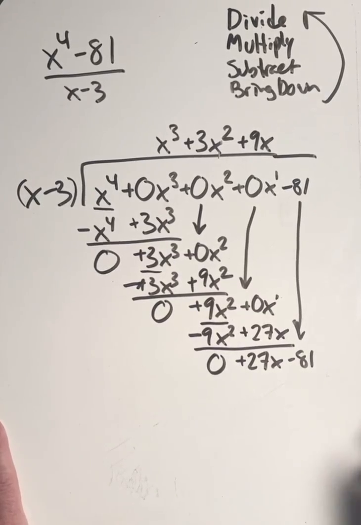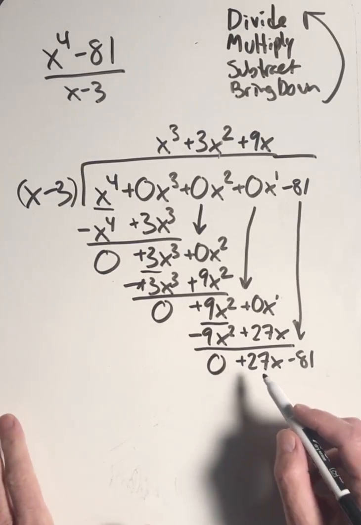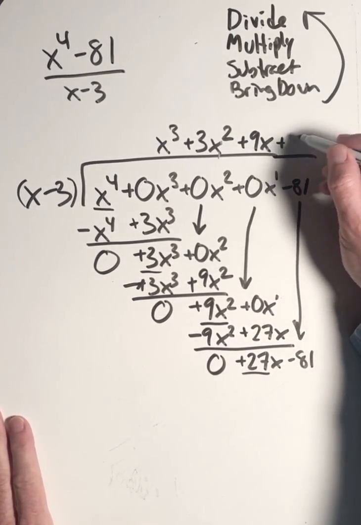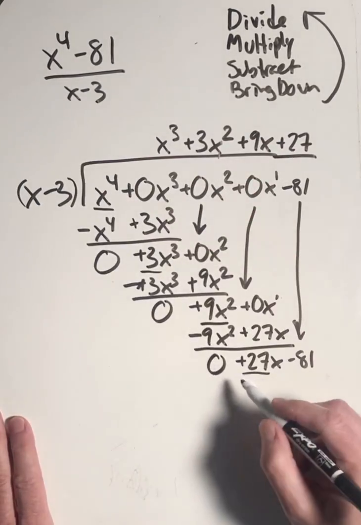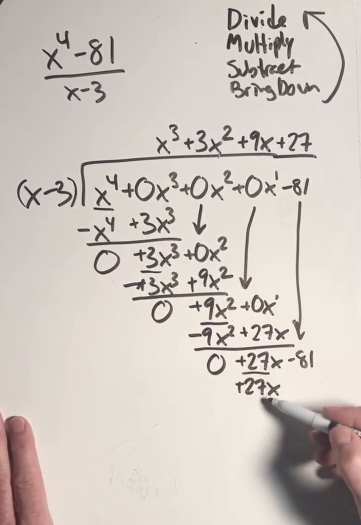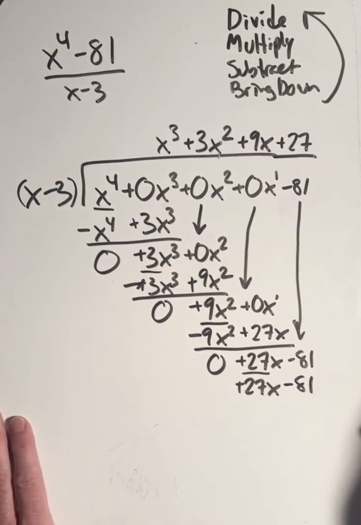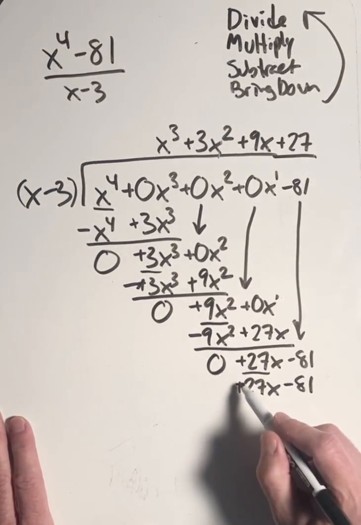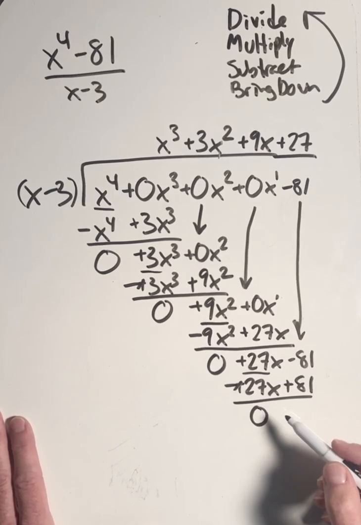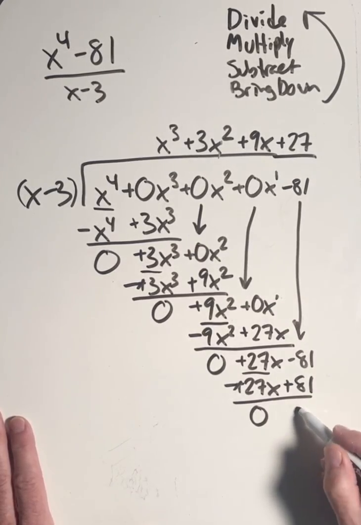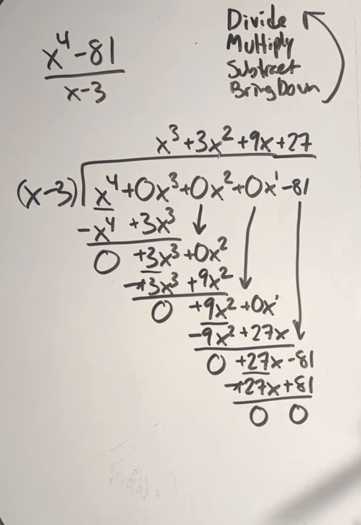Last step here would be to repeat, so I'm going to go up and divide 27x by x, and that's going to be positive 27. Now I'll distribute that. 27 times x is positive 27x. It's identical, and it has to be. Positive 27 times negative 3 is negative 81. After I subtract, that means I need to change both of these signs. 27x minus 27x is 0. Negative 81 plus 81 is also 0. I've finished everything, and I've brought everything down, and I wind up with a 0, so I know I am finished.